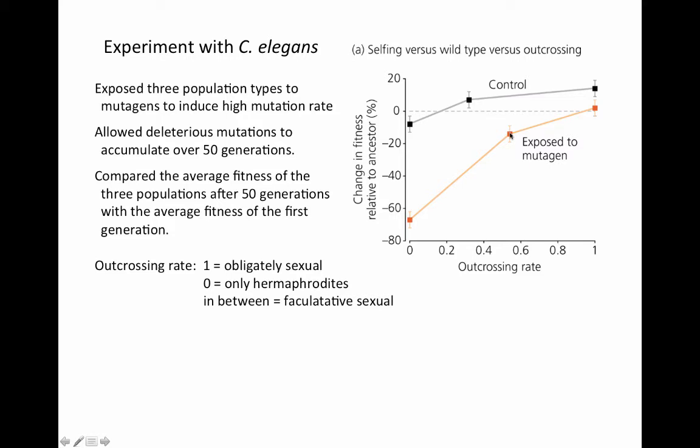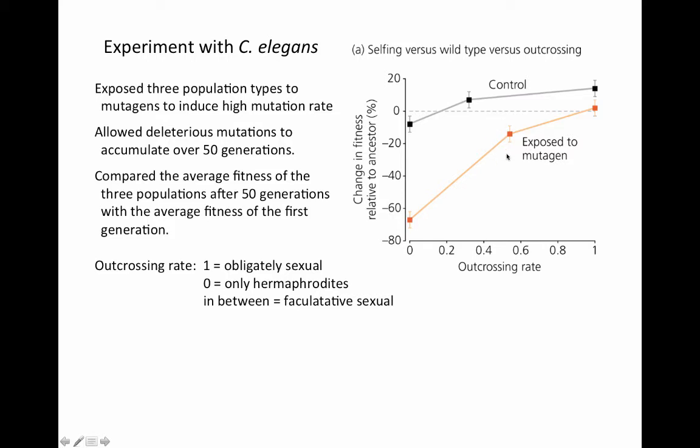So I just want to point out also this difference between the outcrossing rate in the wild type populations. So this outcrossing rate is related to the proportion of males in that population. And the proportion of males is going to depend on the difference in survival rate between the offspring of sexually reproducing versus asexually reproducing individuals. So in situations where sexually reproducing individuals are more likely to produce surviving offspring, you're going to get a greater proportion of males in that population. You're going to get a greater outcrossing rate, and that is the case when they're exposed to the mutagen.